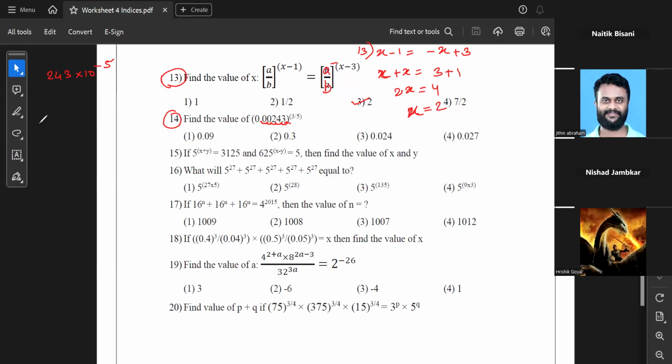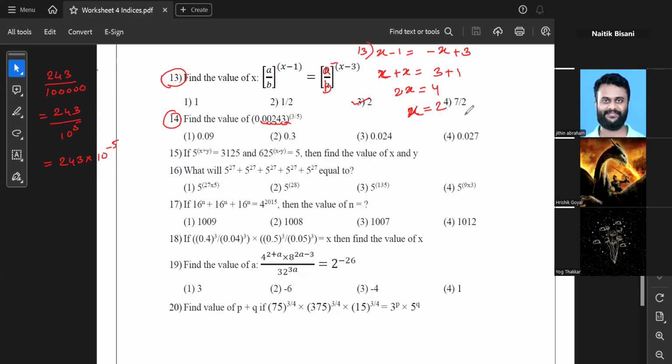Or you can also consider this as 243 divided by 1 followed by 5 zeros. I'm just explaining the procedure: since there are 5 zeros, I'll write 243 divided by 10 raised to 5. This can also be written as 243 multiplied by 10 raised to minus 5. So this is a simple technique which I've used. If anyone has any doubt in this technique, you can ask Naitik, tell me.